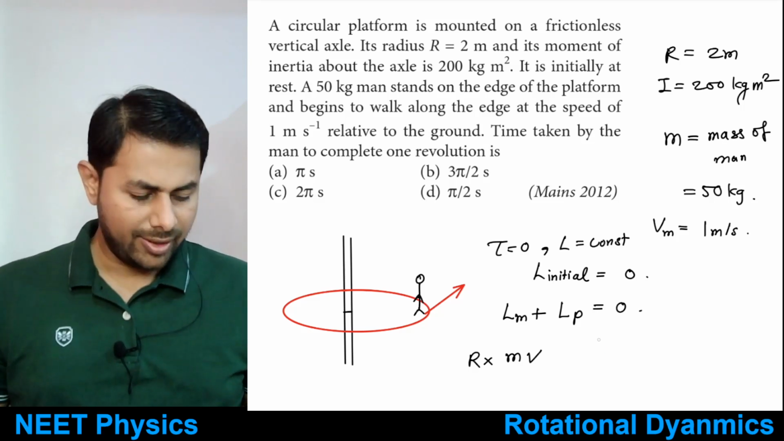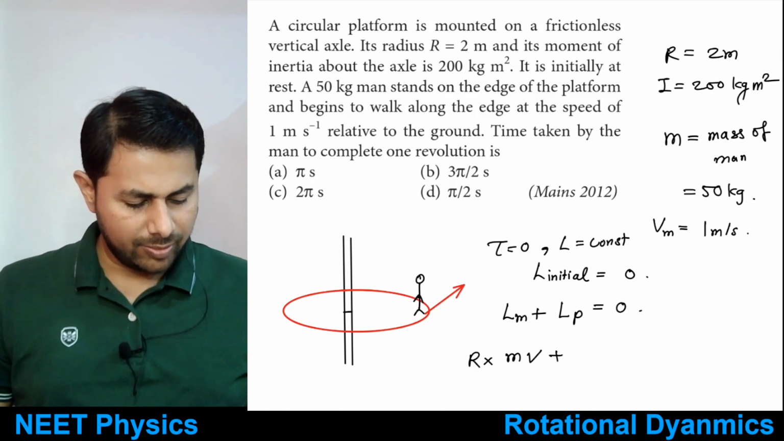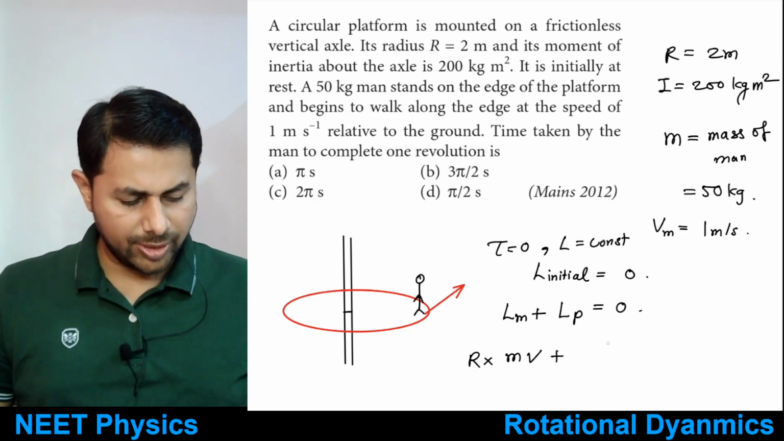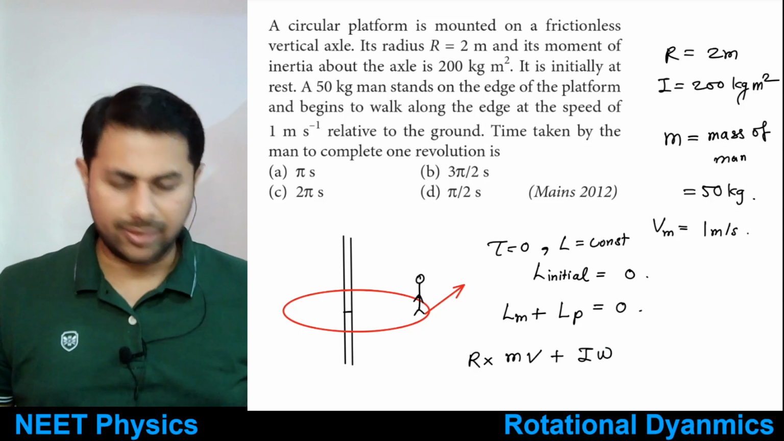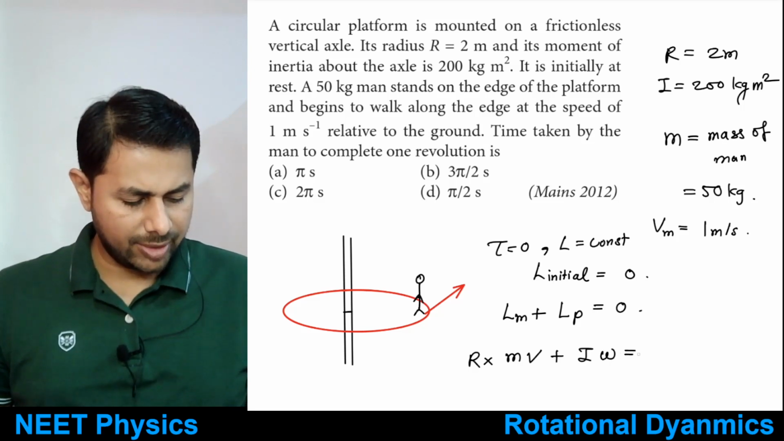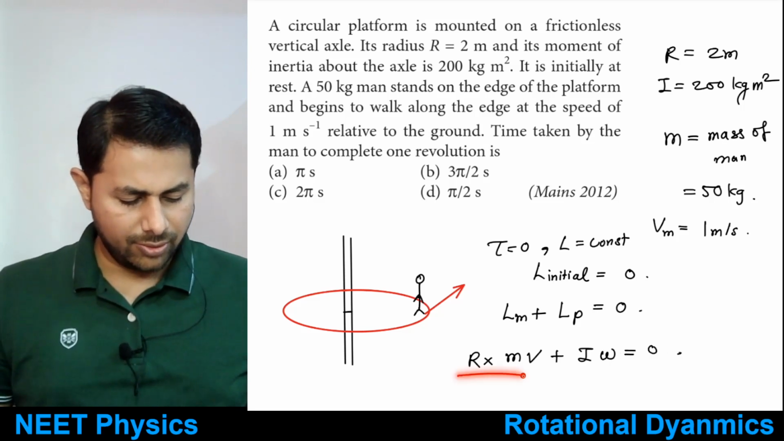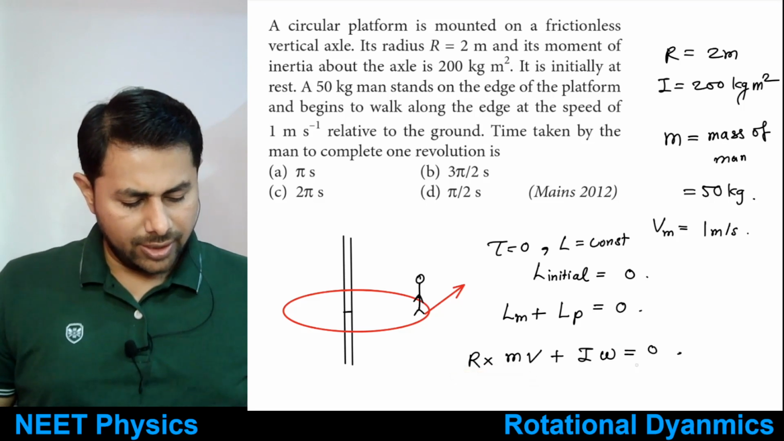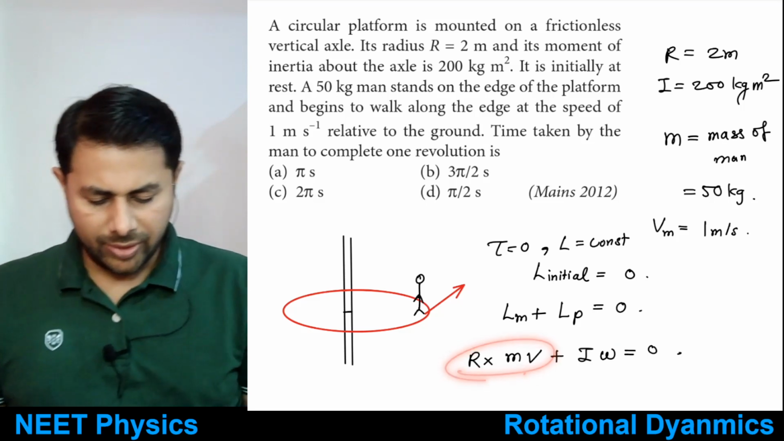Okay, so r m v plus angular momentum of the platform. How can you write angular momentum of platform? It is I times omega. So that is equal to 0. Okay, so then you can move this r times mv on the other side.